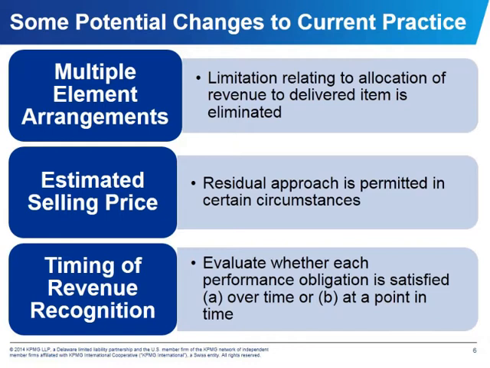And the third over time criteria has 2 parts. First, the entity's performance does not create an asset with an alternative use. And second of all, the entity has an enforceable right to payment for performance completed to date. In terms of evaluating alternative use, you have to think about practical or contractual limitations.